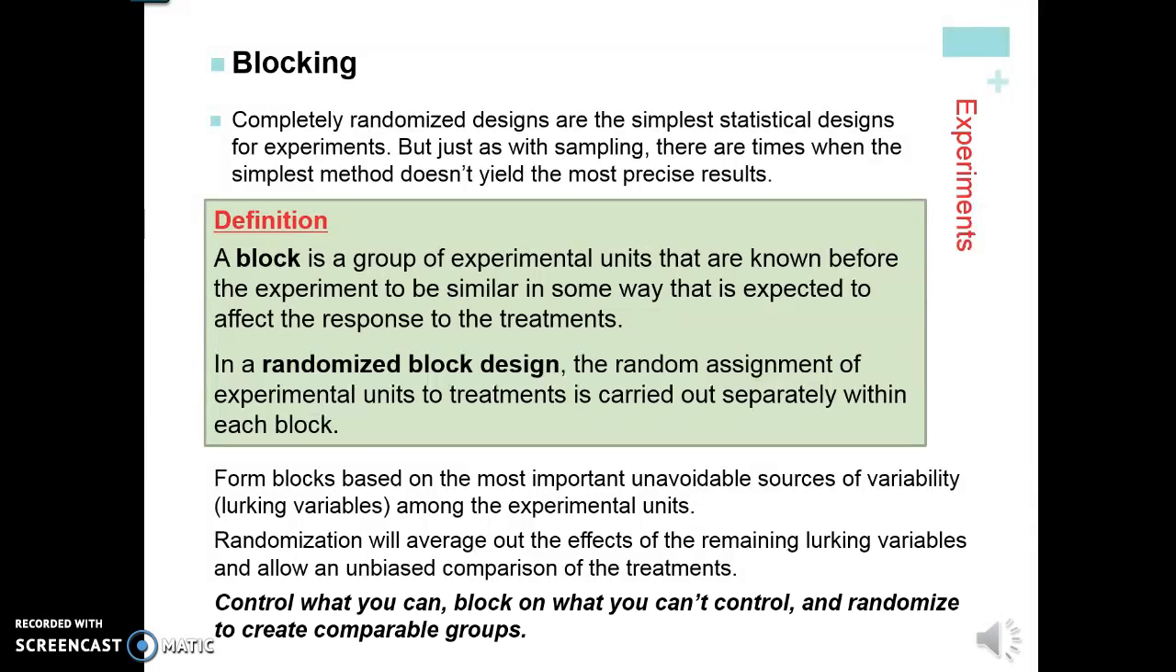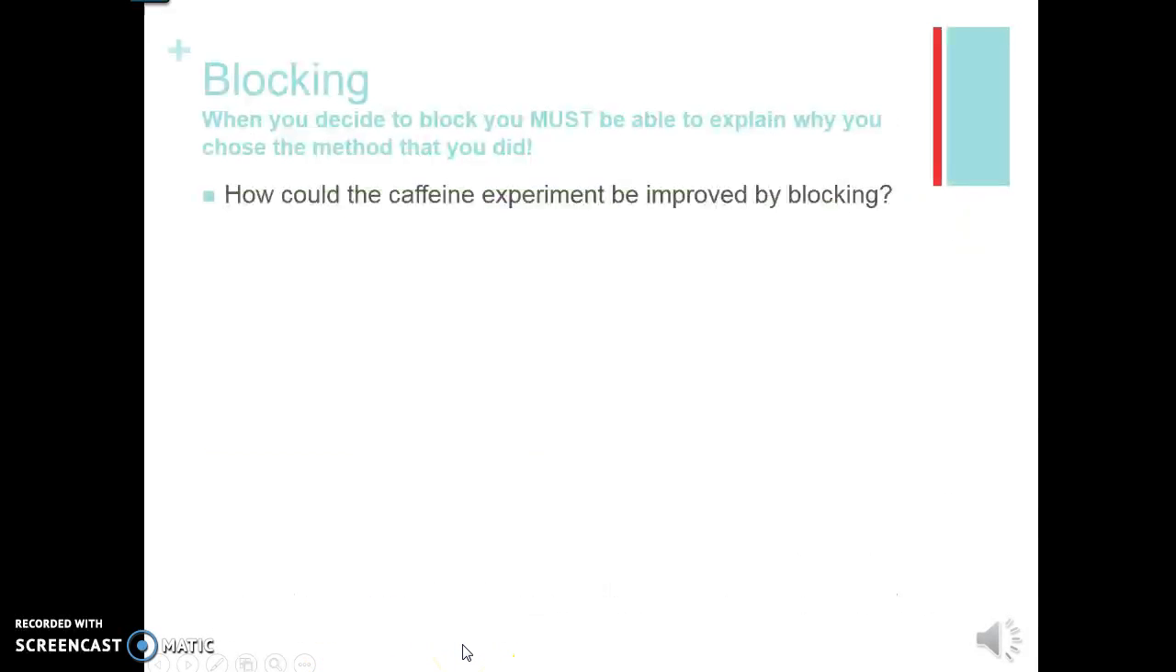Okay, so how do we know how to block? When we're doing experiments, to do the best experiment we can, we want to control what we can. So we're going to control maybe the environment, maybe everybody's sitting down, no one's moving, so that somebody's pulse rate isn't increasing because they're walking back and forth around the room. That's what I mean by control. We're going to block what we can't control. We can't control if they're athletes or non-athletes. And then we're going to randomize to create groups that are comparable, so they're a good representation of the population.